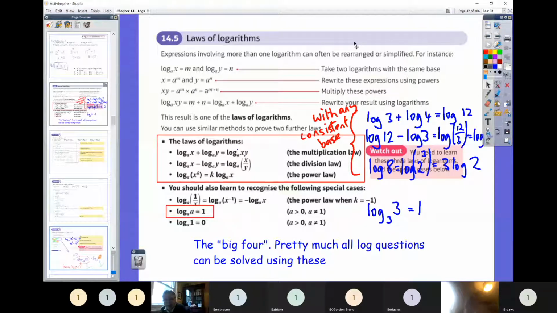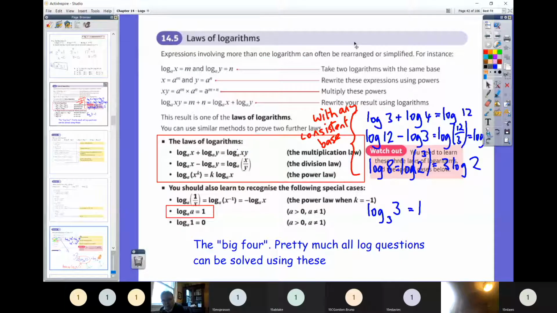And then the third one, the power law. Imagine you've got log 8. Well, obviously 8 is 2 to the power of 3. And then you've got the law that the 3 can come down in front of the log. So it becomes 3 log 2. Similarly, of course, with 3 log 2, you can take the power upstairs and it becomes log 2 to the power of 3, which is 8.